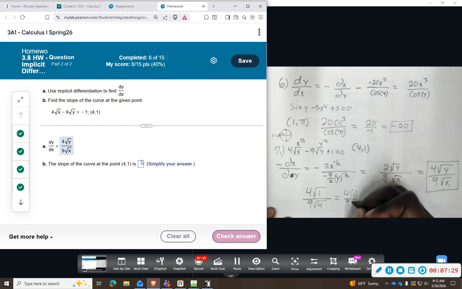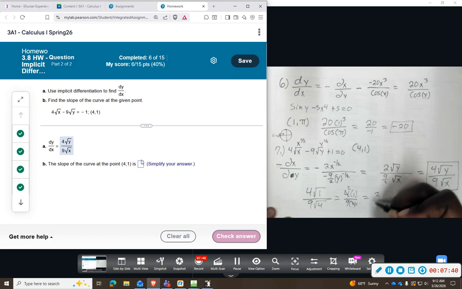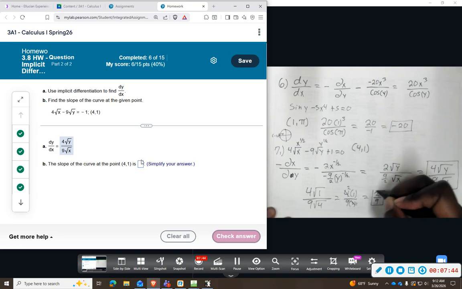So we get 9 times 2. If you want, you can reduce here. 4 and 2 are divisible by 2. That'd just be 1. So 2 times 1, 2, and 9 times 1 is 9. So we just get 2/9 for our slope.